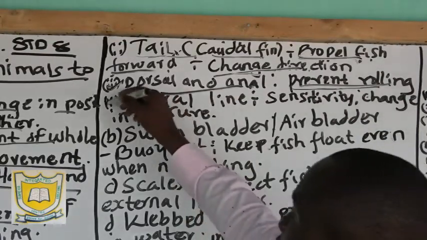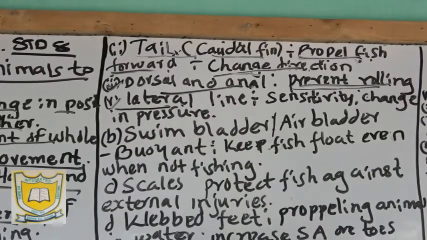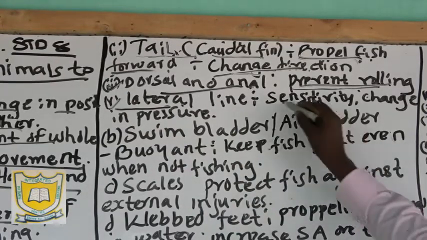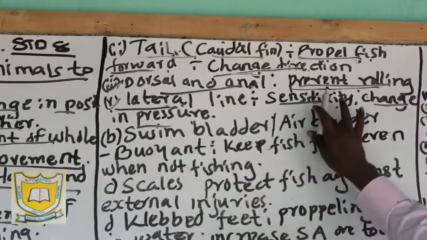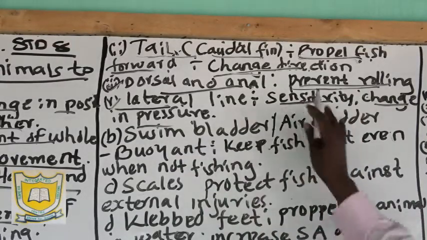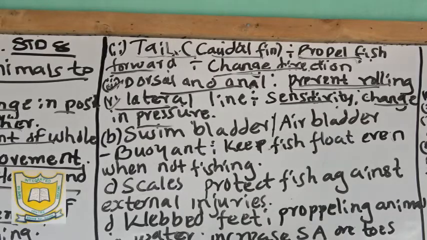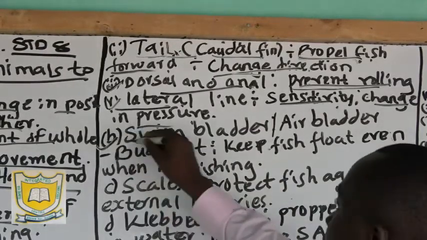Now, the fish also has what we call the lateral line. I've already given the function. It is for sensitivity, to sense the change in pressure, sensitivity for either an enemy or if there is danger. That is the lateral line. Then also, the fish has what we call the swim bladder.